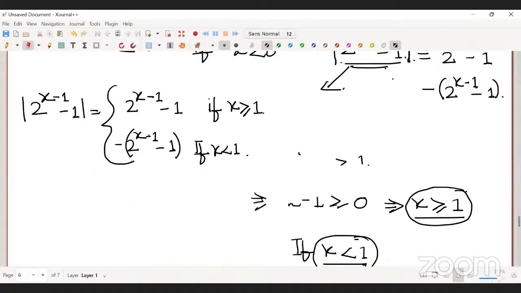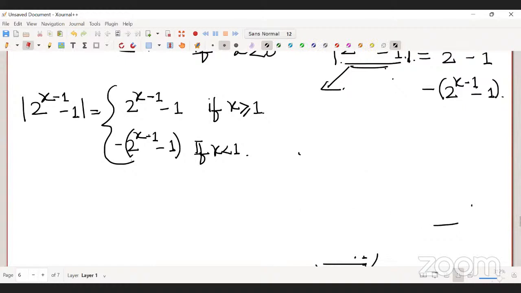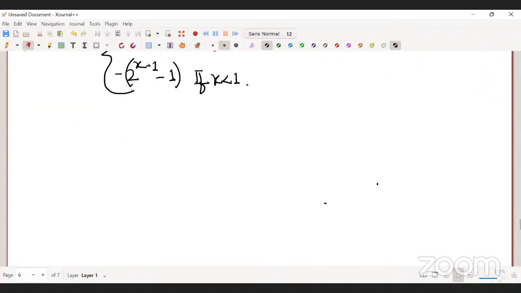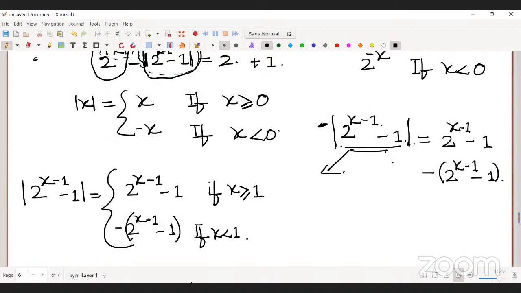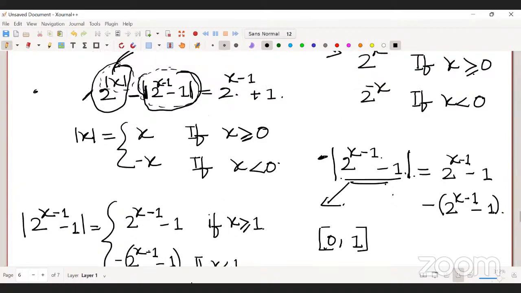Now since I know the region for which these first two terms are positive or negative, I can remove this modulus sign. But now you have to take care of the region. For example, if I take 0 to 1 in this region, this is positive but this is negative. In 1 to infinity, this is positive as well as this is positive. Both are positive.